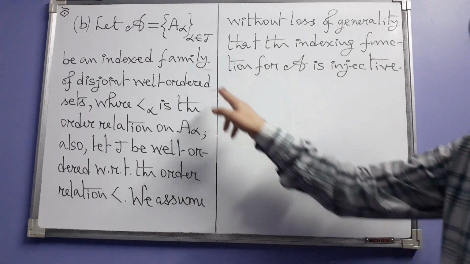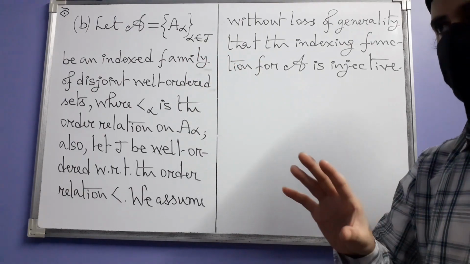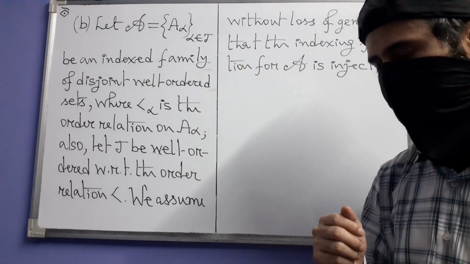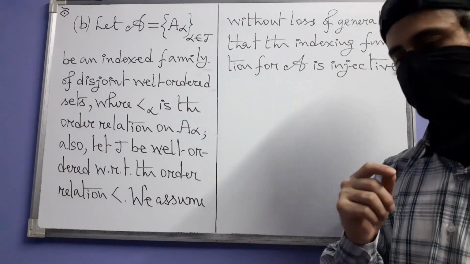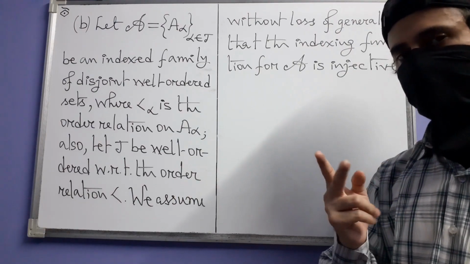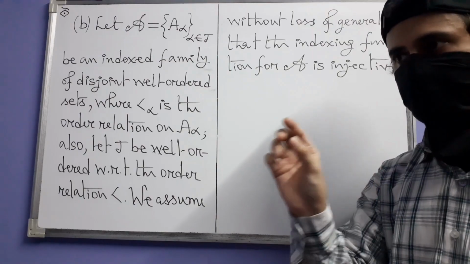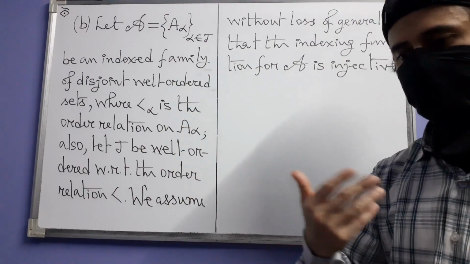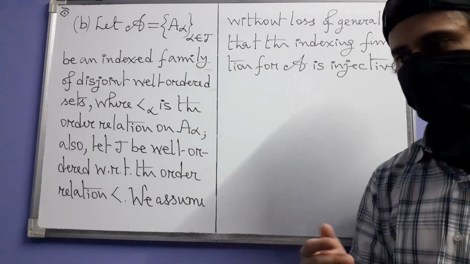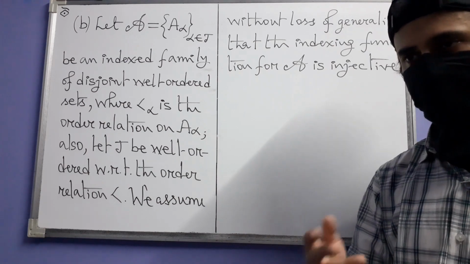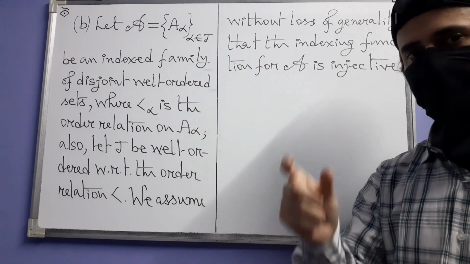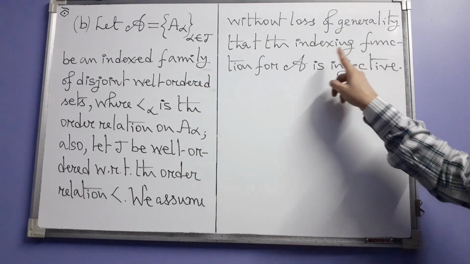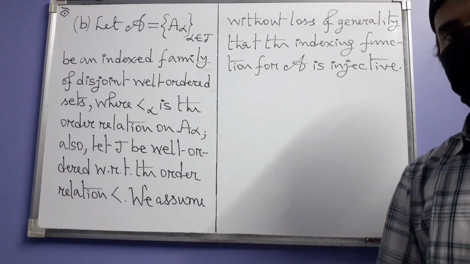So if originally this indexing function was not injective, say you are working with a family of sets like this, where for some distinct indices the corresponding sets A alpha are the same, then taking the union of those same A alphas, you don't really get anything new. You would get the same thing if you consider that A alpha only once, and that is why that would be unnecessary. So we can assume this to be injective. Now what shall we do?